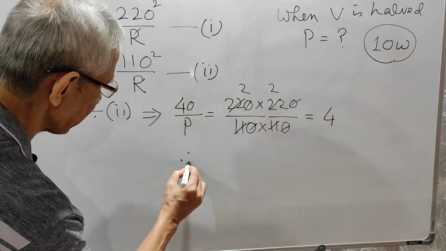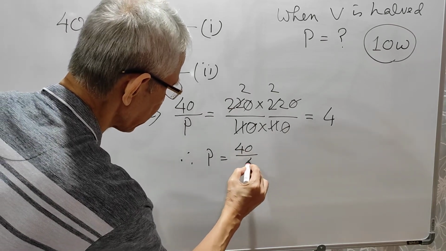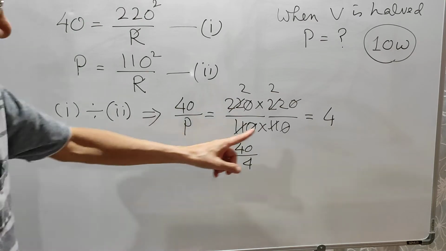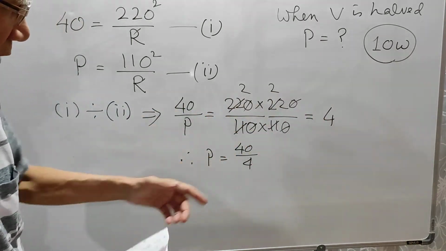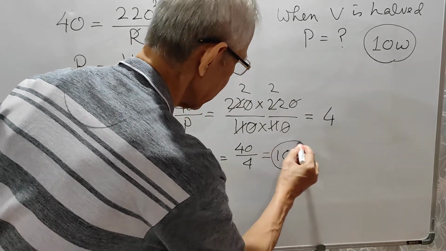So therefore, what will be P? P will be 40 by 4. So 40 by P is 4. So what will be P? P will be 40 by 4. That means 10, you see. So 10 watt.